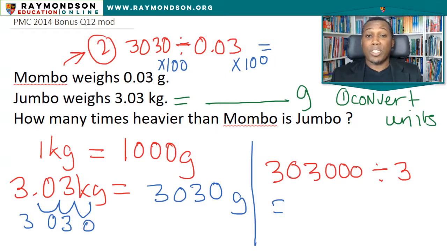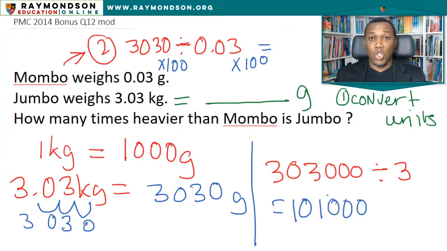How many 3's go into 3? 1. How many 3's are in 0? 0. How many 3's are in 1? 0. How many 3's are in 3? 1. And then we have the zeros. The answer: 101,000 times. Jumbo is 101,000 times bigger than Mumbo. Whoa!